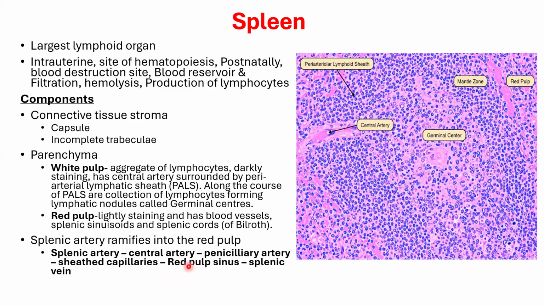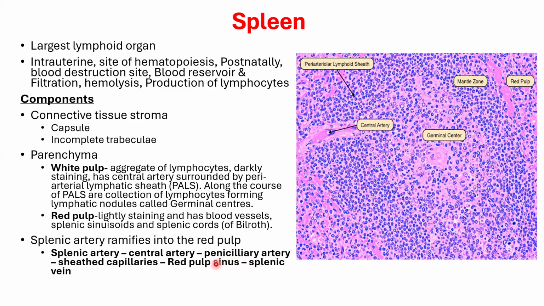capillaries, that is now red pulp sinuses, in which you can have open circulation or closed circulation. In open circulation, the blood leaves using these sinusoidal capillaries into the parenchymal aspect, does its work of hemolysis, filtration, blood destruction, production, then takes up the lymphocytes. That is open circulation. In closed circulation, the blood doesn't leave these red pulp sinuses.